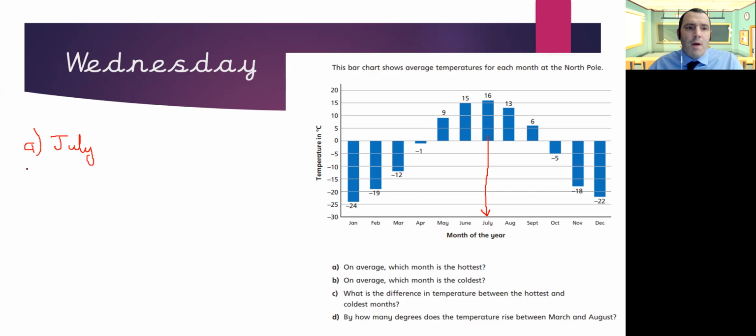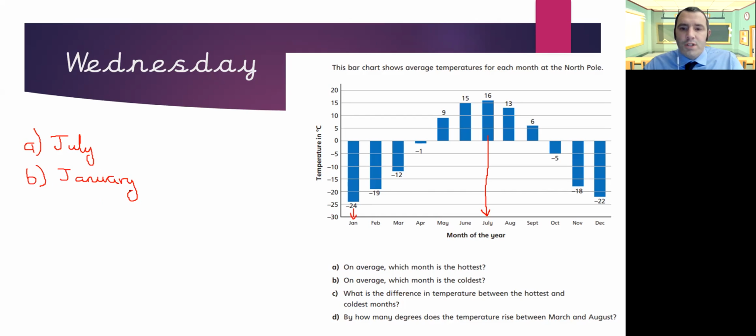Question B, which month is the coldest? So I know the further away from zero I go in the negatives, that's going to be coldest. So the lowest number I've got here is minus 24, which is January. So B, the answer will be January.